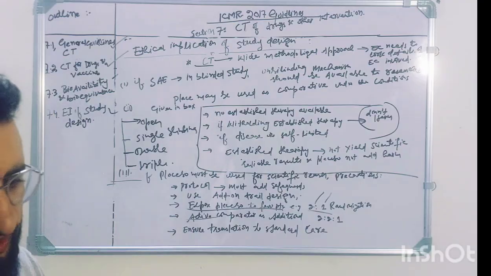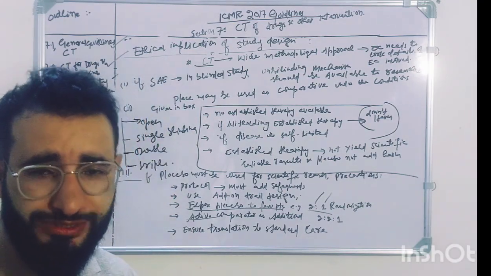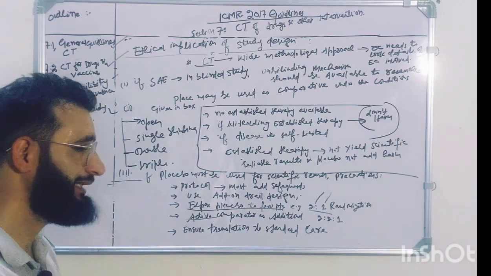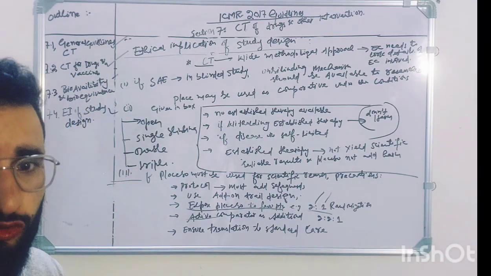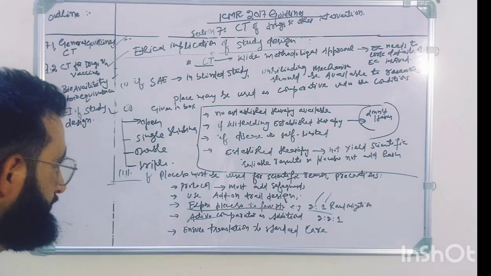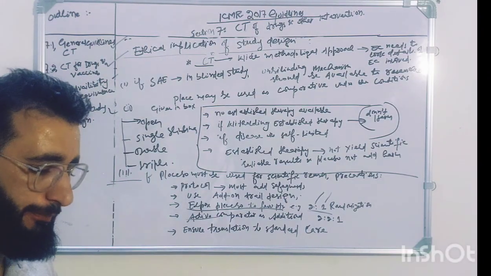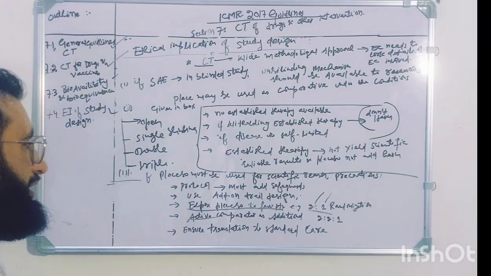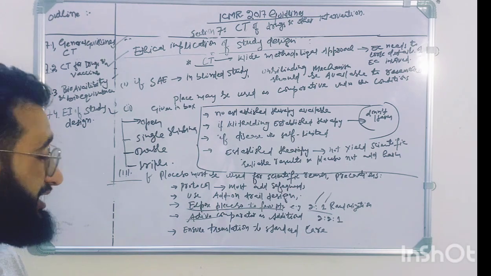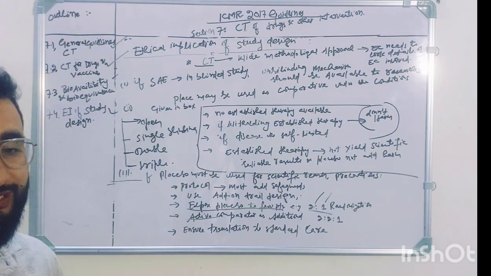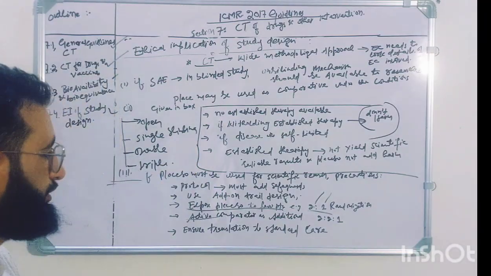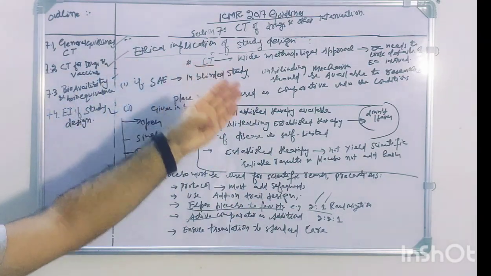Open label means there is no blinding. The researcher and the patient know what investigational product they are taking. Single blinding means the participants or patients do not know whether they are taking the IP, the investigational product, or placebo. Double blinding means both the patient and the researcher don't know. Triple blind means the researcher, patient, and analyst don't know. They all don't know which product the patient is getting, either placebo or the IP. So these are the types of blinding.